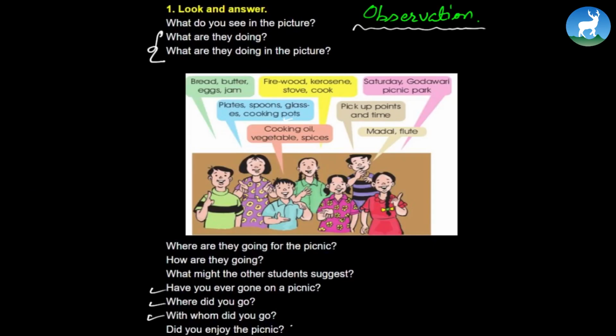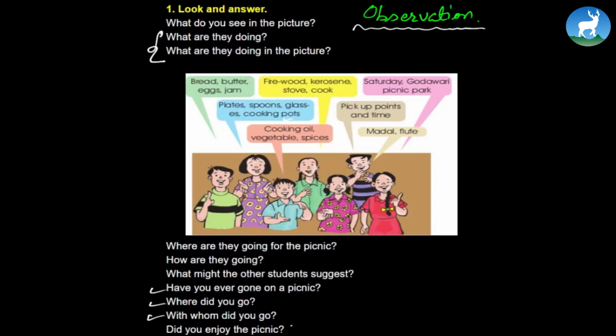Like, what do you see in the picture? What are they doing in the picture? All right, they're suggesting the list of the required items, from food to cooking pots. So this is how you can answer these questions after observing the picture, of course.